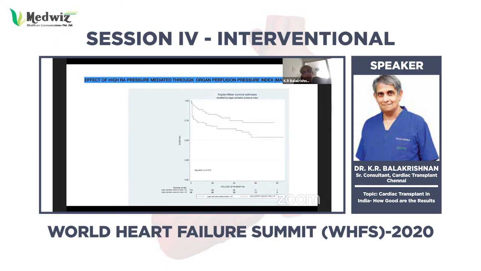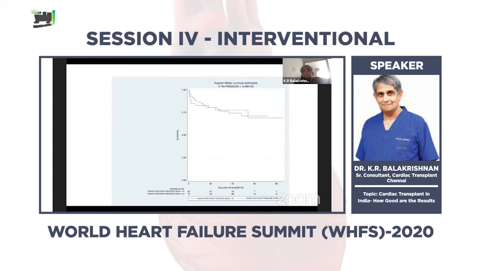But when we indexed it to the body surface area, and we called it organ perfusion pressure index, we found that organ perfusion pressure index of less than 40 and more than 40, which is the median value in our series, very significantly stratified outcomes. As you can see, the p-value of 0.012, close to 74% 7-year survival as compared to 50 odd with organ perfusion pressure less than 40.